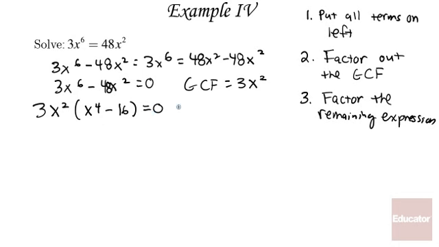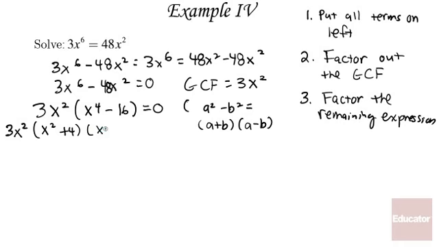The difference of two squares, x to the 4th minus 16. So when I have the difference of two squares, it's going to factor into this form. Bringing along my greatest common factor, 3x squared. The square root of x to the fourth is x squared. Square root of 16 is 4. Okay, so let's look at what we have. We have 3x squared times x squared plus 4 times x squared minus 4.